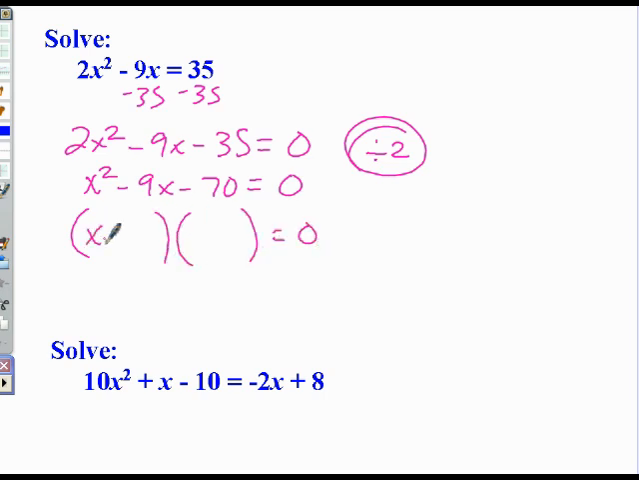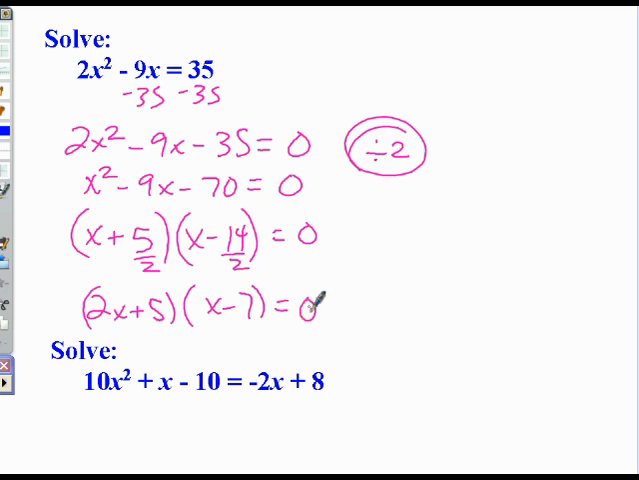This would be x, different signs, plus minus. Factors of 70 that have a difference of 9: 14 times 5, and we need more negatives. But then we need to divide off that 2. So bottoms up, 2x plus 5 and x minus 7 equals 0. Now use zero products property. We're looking for the roots. So the roots are x is -5/2 and positive 7.